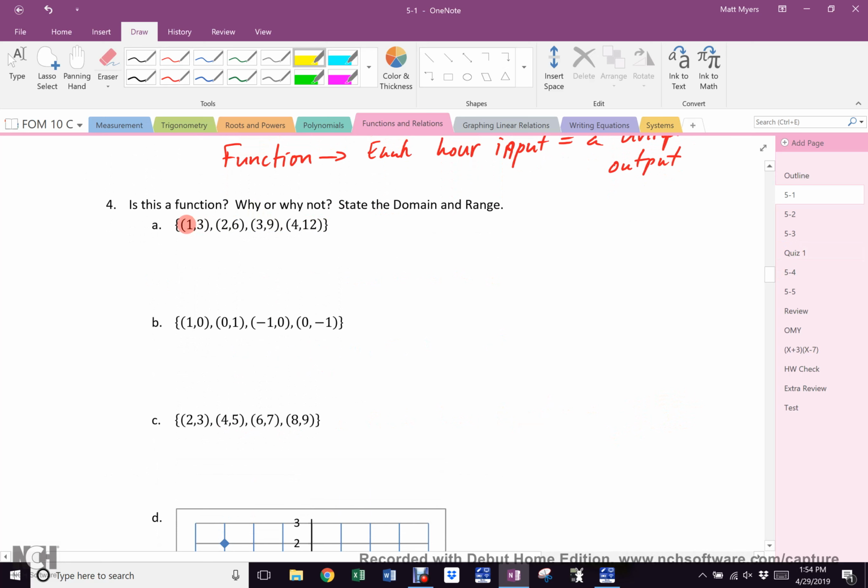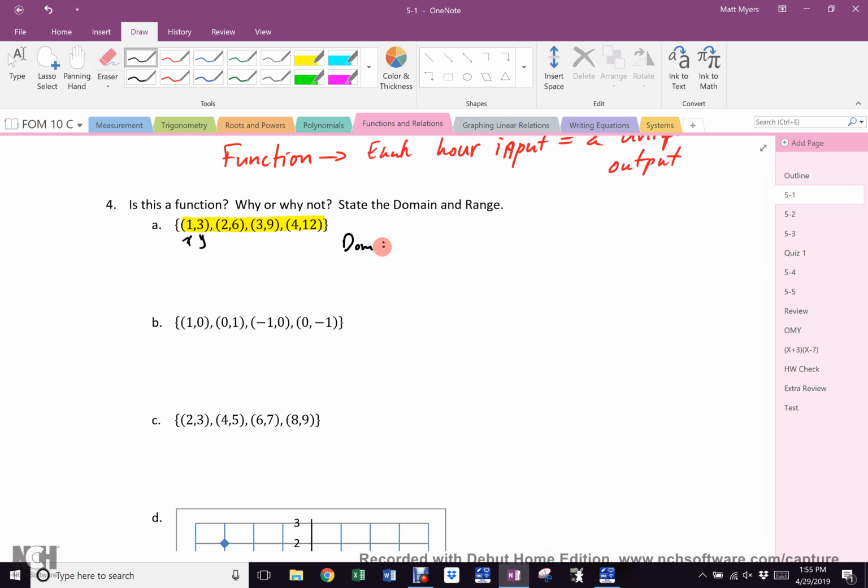As soon as you see numbers written that way, what are they? Coordinates, which means they are made up of what and what, Rylan? They are made up of x and y, correct? Okay. So which one of those, 1 or 3, is the domain value? X. So my domain is what? 1, 2, 3, and 4.